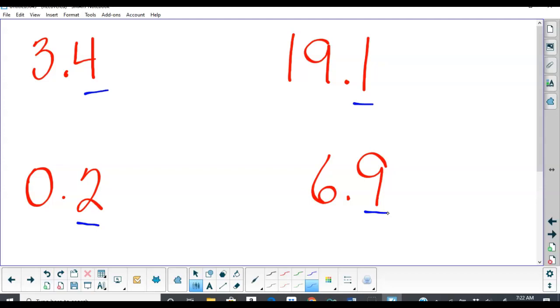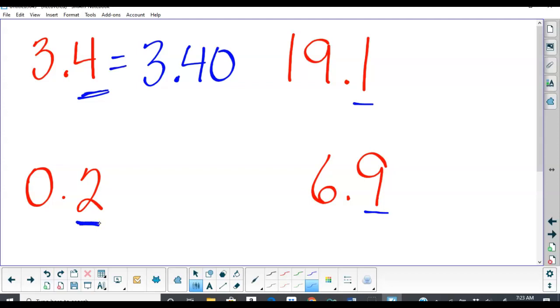Now in order to change these to hundredths, I know that I looked at my actual tenth and I can multiply by 10 and that'll give me the value of hundredths. So 4 times 10 is 40. So 3 and 40 hundredths.